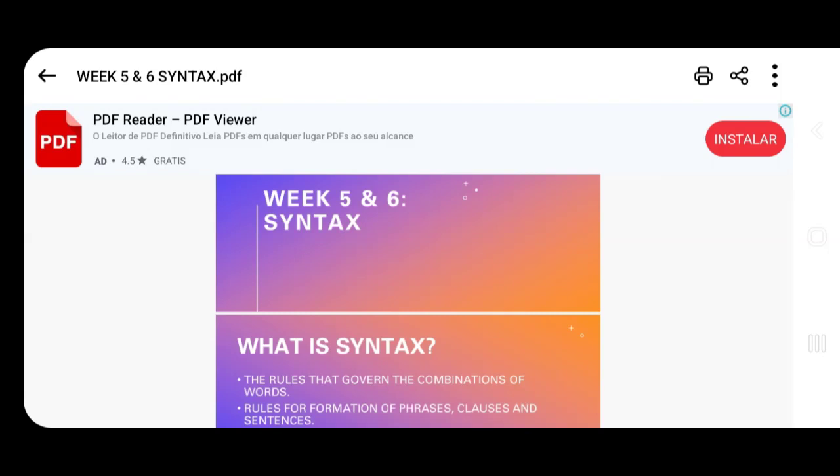Appositive: it renames or provides more information about the subject, similar to relative clauses but without the relative pronoun. Mauricio, the new teacher, broke the laptop.